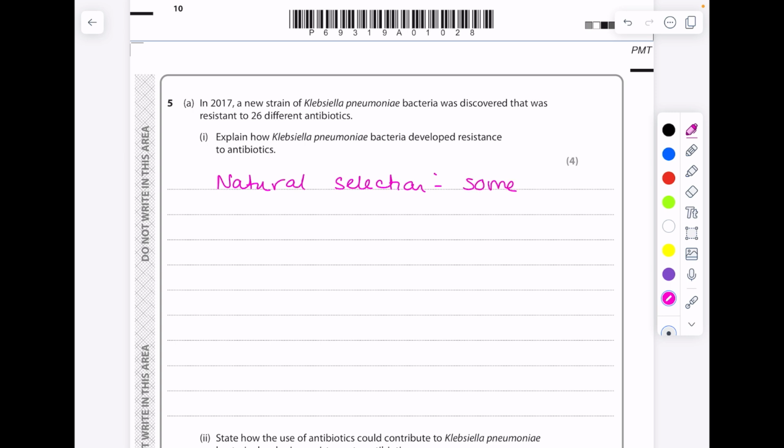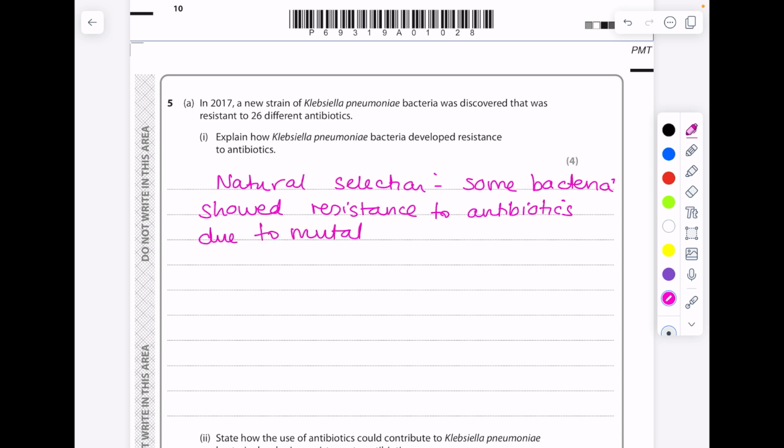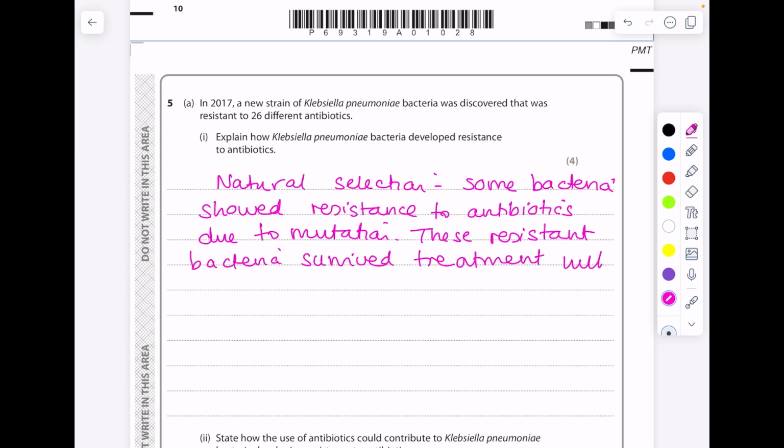So some of these bacteria showed resistance to antibiotics. Why is that? Due to mutation. These bacteria survived treatment with the antibiotics. Once they can survive, they reproduced and they passed on these resistant alleles to their offspring.